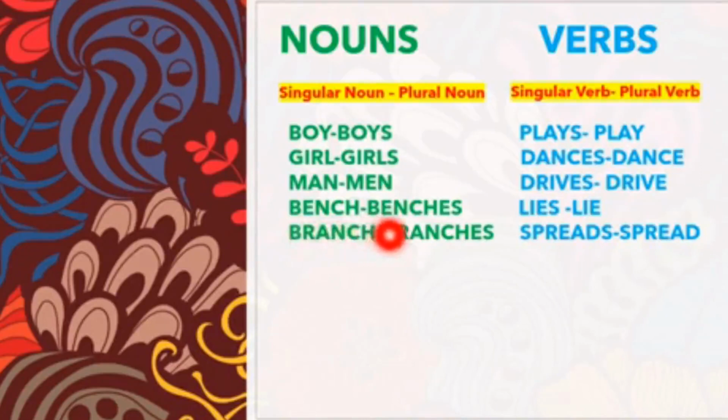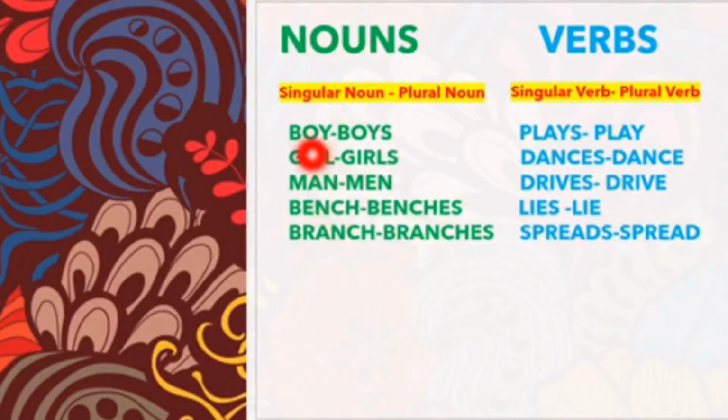Bench, benches. Along with the word bench, we added es to that, so it became a plural. Branch, branches. We added es to that, so the word became plural. So this concept you already learned in your smaller classes, and you know how to make a singular noun into a plural noun. Dear children, noun means a name of a person, place, animal or thing.